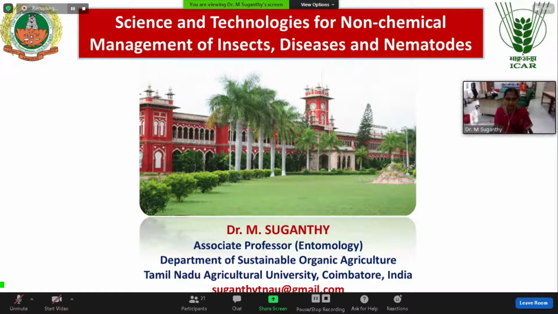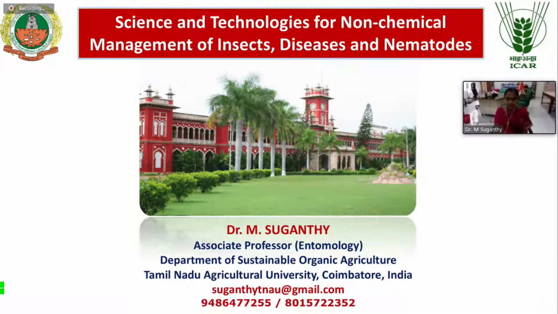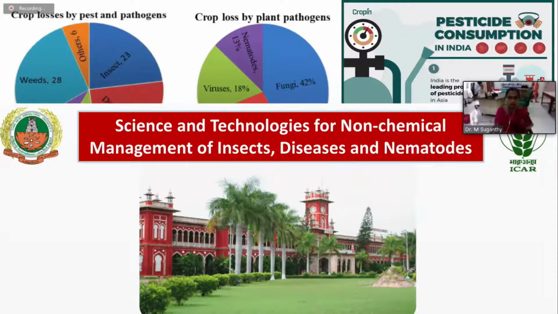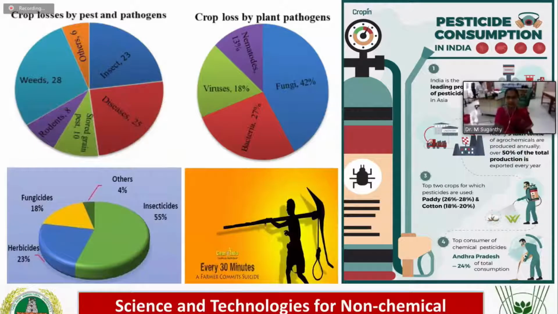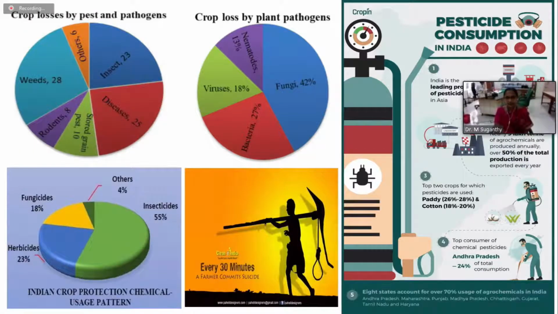Today, I'm Suganthi, Associate Professor, working in the Department of Sustainable Organic Agriculture, Tamil Nadu Agriculture University, Coimbatore. Today, I'm going to present science and technologies for non-chemical management of insects, diseases, and nematodes. If you see the crop losses by pests and pathogens, weeds contribute the maximum of 28%, followed by diseases and insects. Among the diseases, fungal diseases contribute 42% crop losses.